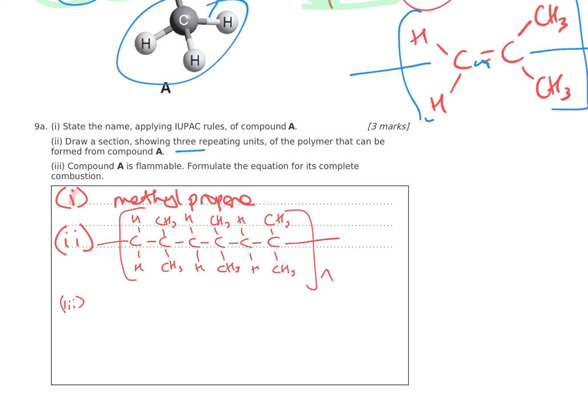So then compound A is flammable, formulate an equation for its complete combustion. So you can put structural or molecular formula for combustion, it's fine. And then that's going to be plus O2 makes CO2 and H2O. The first thing I always balance is my carbons first, so that's a 4. And then balance my hydrogens next, so 4 times 2 is 8. And then I'm left with my oxygen. So on the right I have 8, so 6 O2. Okay, so we have compound A there.